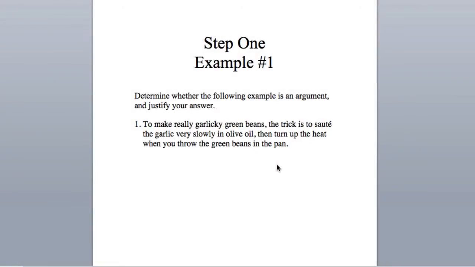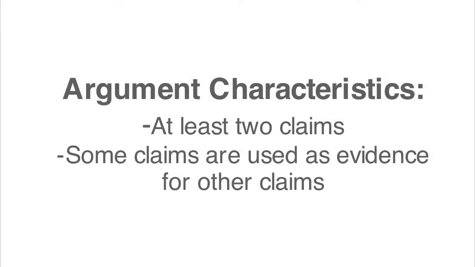So here we are with our first example and our very first step, remembering that step one is about determining whether a particular example of language constitutes an argument. Now, an argument is defined by having at least two claims. It can have many more, but there are at least two claims, one of which serves as evidence for another, one of which is intended to make me believe another claim.